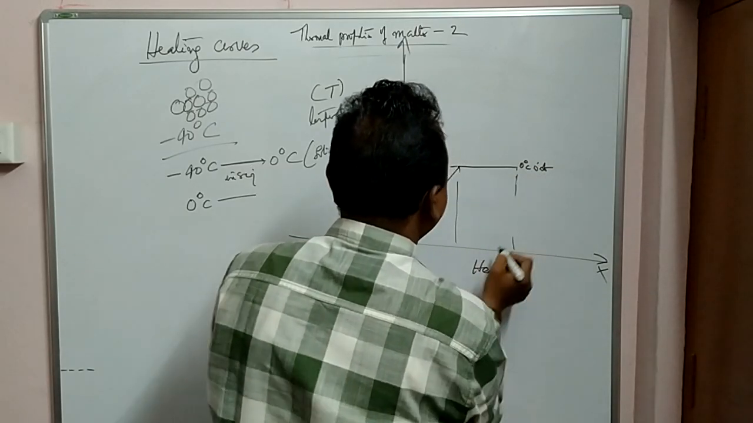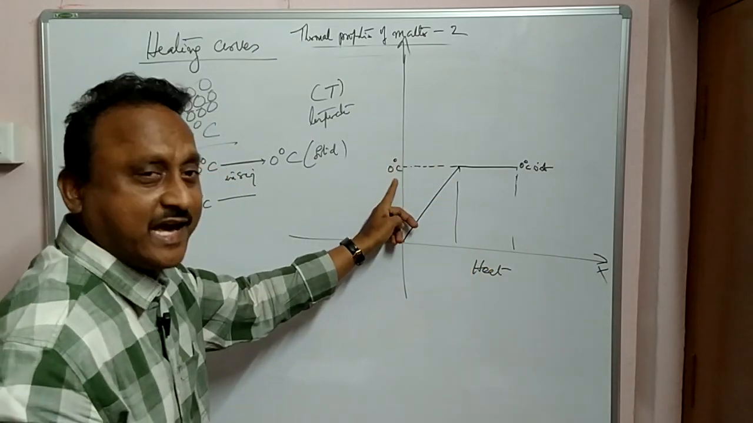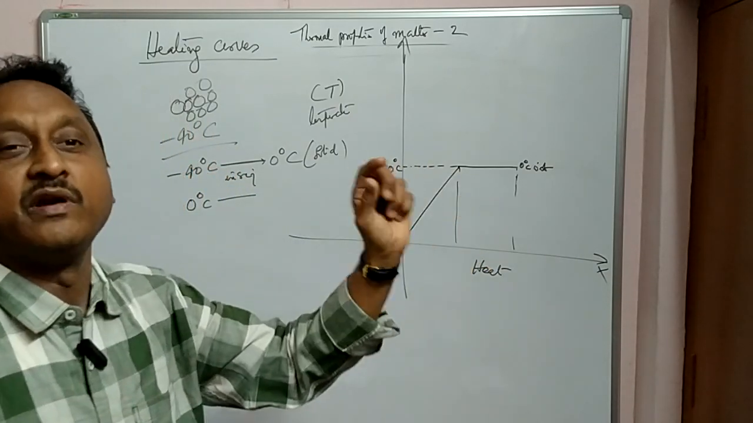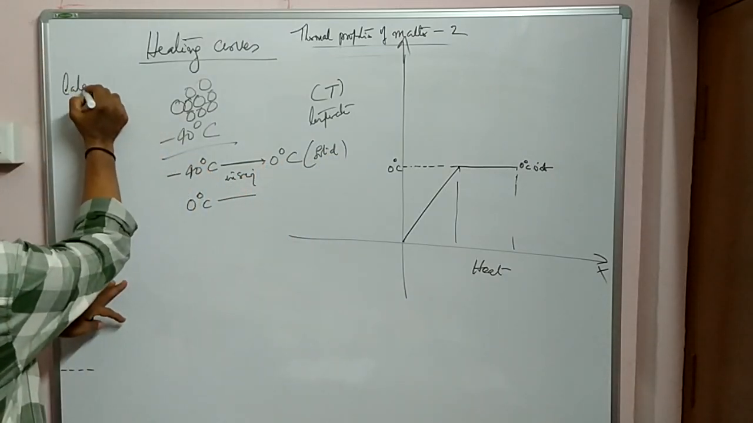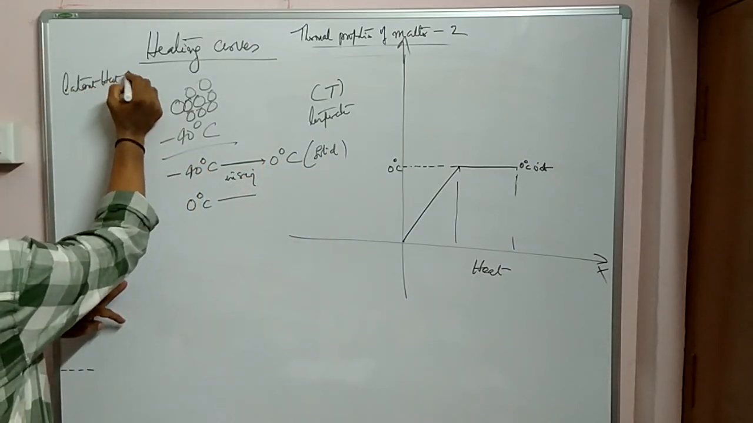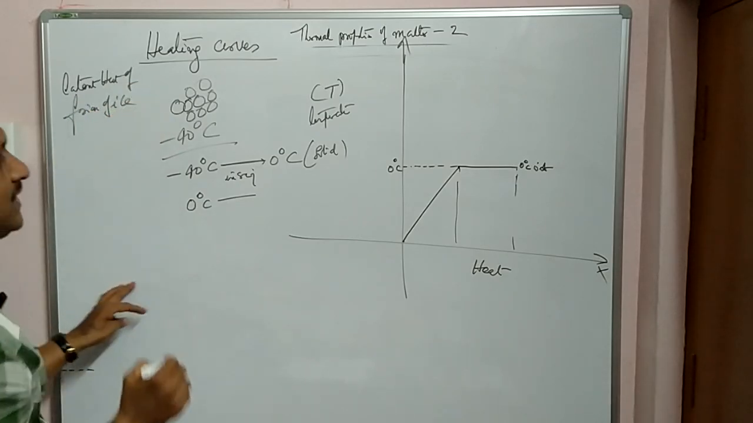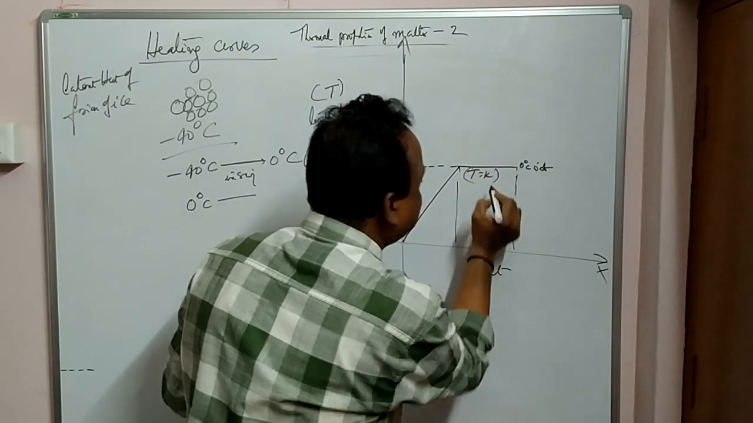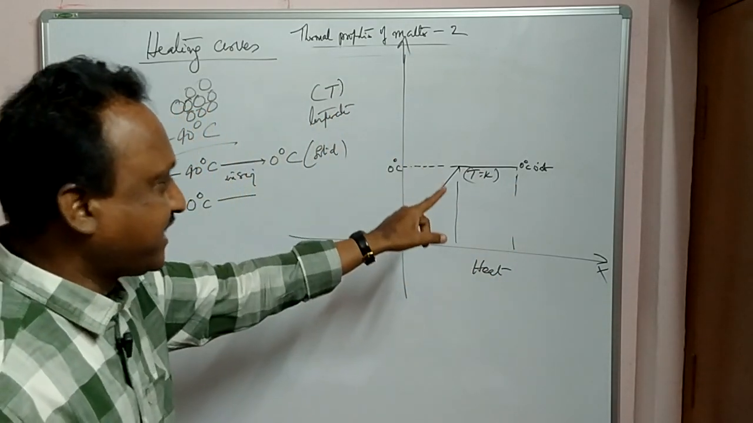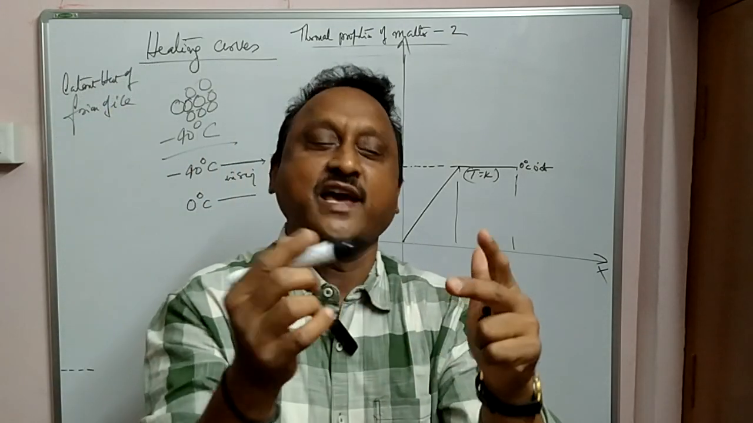Completely it is converted at 0 degree centigrade into liquid form, solid ice at 0 degree centigrade into liquid water. This is called the latent heat of fusion of ice. That means the temperature is remaining constant. Keeping the temperature constant, one state is converted into another state. It is the phase change.